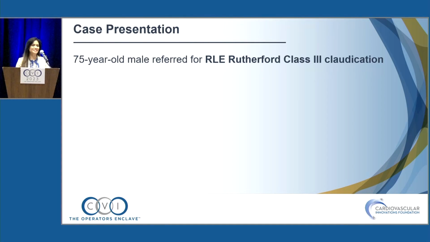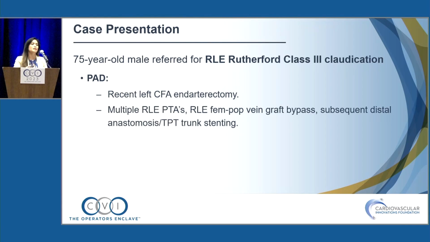Our patient is a 75-year-old male referred for right lower extremity Rutherford class 3 claudication. His PAD history is quite significant. He had a recent left common femoral endarterectomy, and that was after a left fem-pop bypass a year before with left iliac artery stenting. He had multiple right lower extremity angioplasties, followed by a right lower extremity fem-pop vein bypass graft as well, with subsequent distal anastomosis TPT trunk stenting.